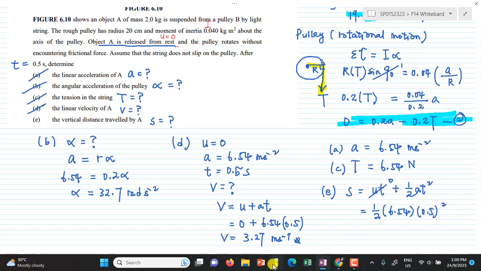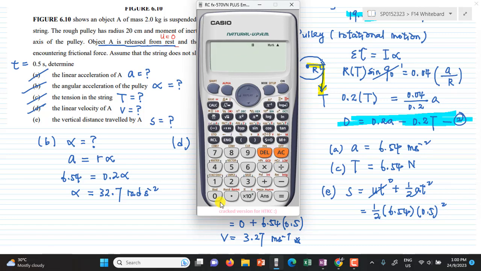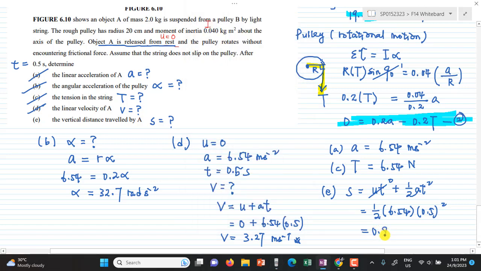So I'll get my S. You might pause the video to do the calculation. Half is 0.5 times 6.54 times 0.5 times 0.5, multiplied twice because of the power of 2. So I'll get the distance is 0.82 meter, rounding off to 2 decimal places. Okay, then we have solved question E.